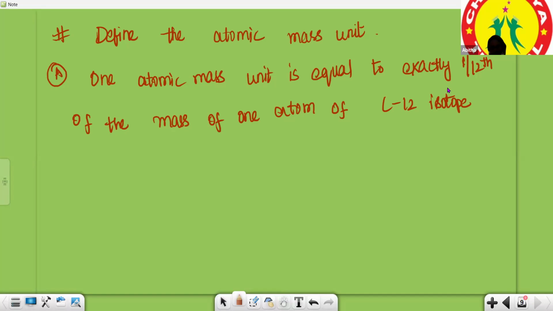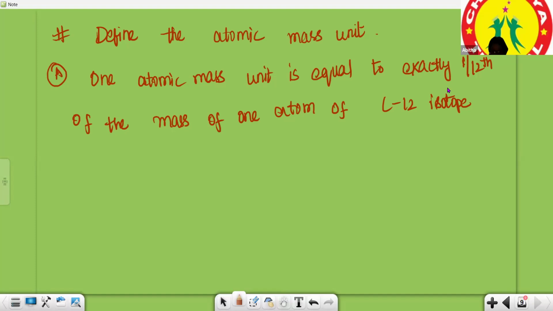Please read the question, Srivatsa. So the question is, define the atomic mass unit. So one atomic mass unit is equal to exactly 1/12 of the mass of the atom of C12 isotope. Again, define the atomic mass unit. One atomic mass unit is equal to exactly 1/12 of the mass of the atom of C12 isotope.